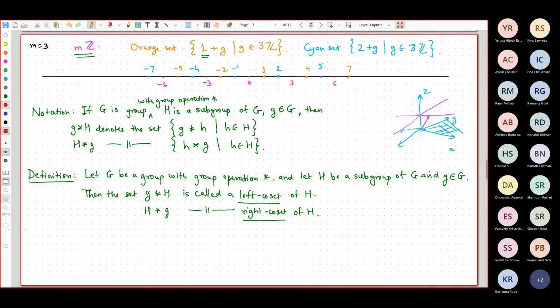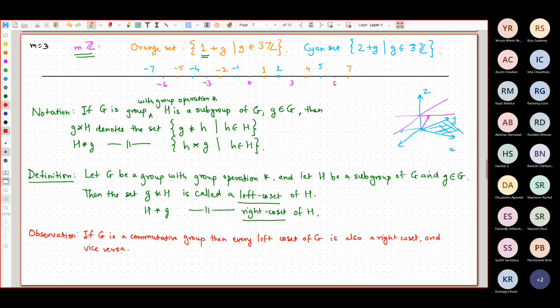So let me just state that observation over here already. If G is a commutative group, then every left coset of G is also a right coset, and vice versa.